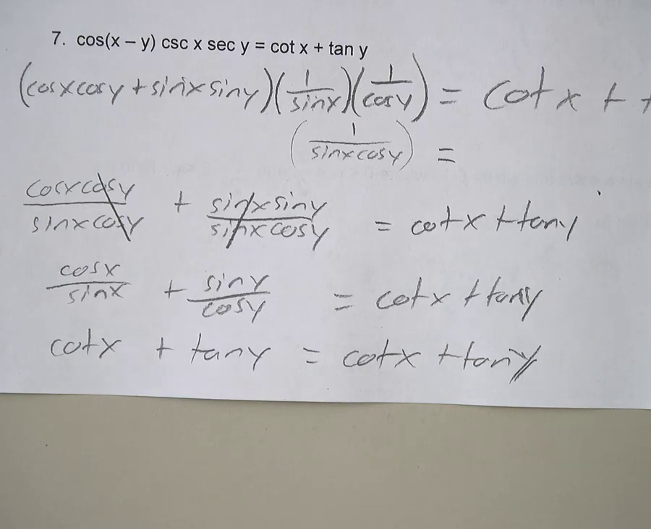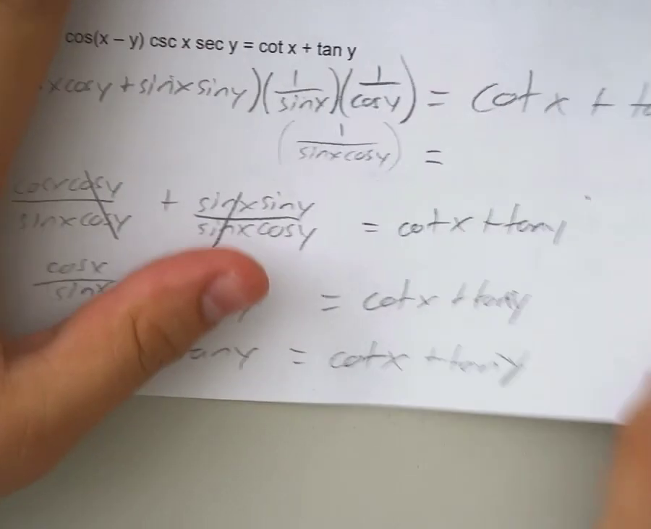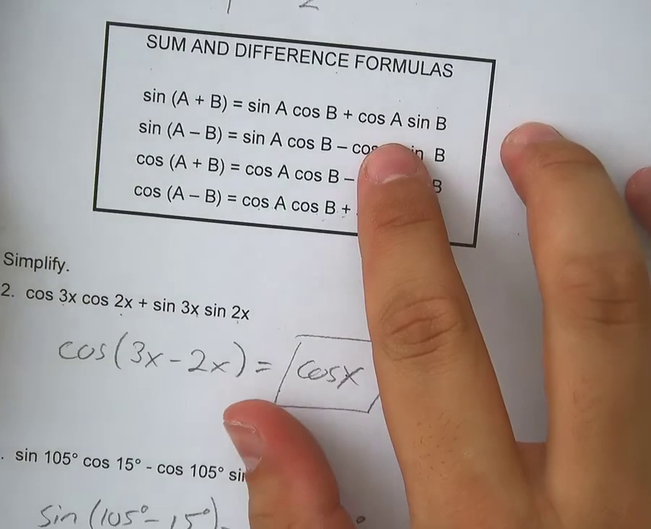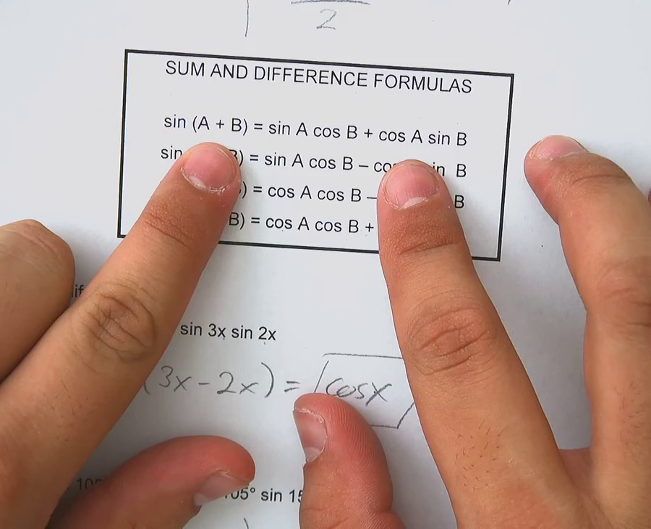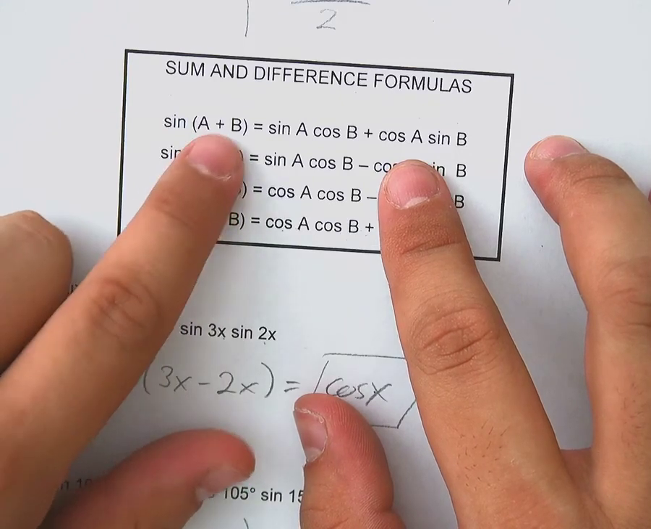Alright? So the only thing that's different on this one, we call these the sum and difference formulas because you are summing, adding, and finding the difference, subtracting two angles.